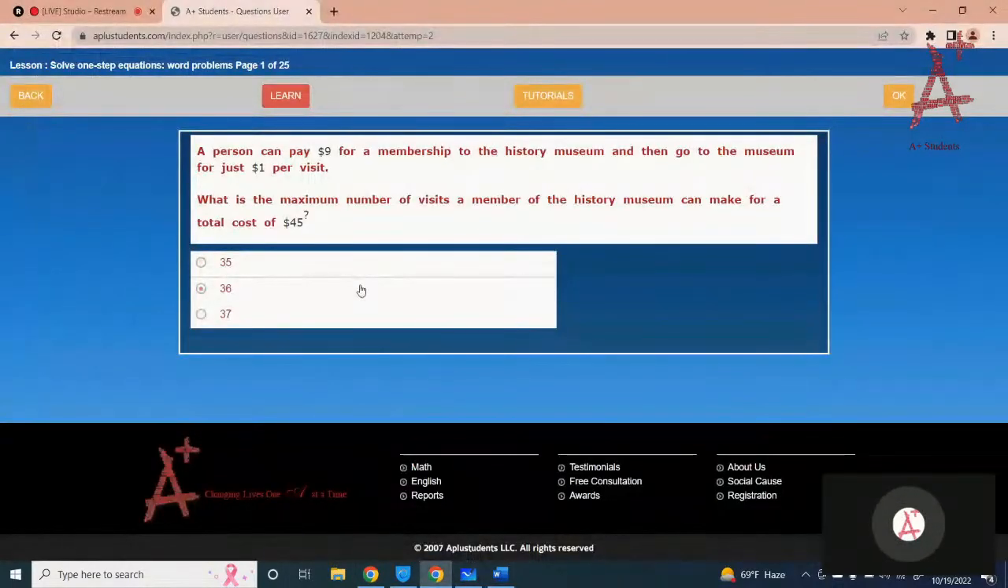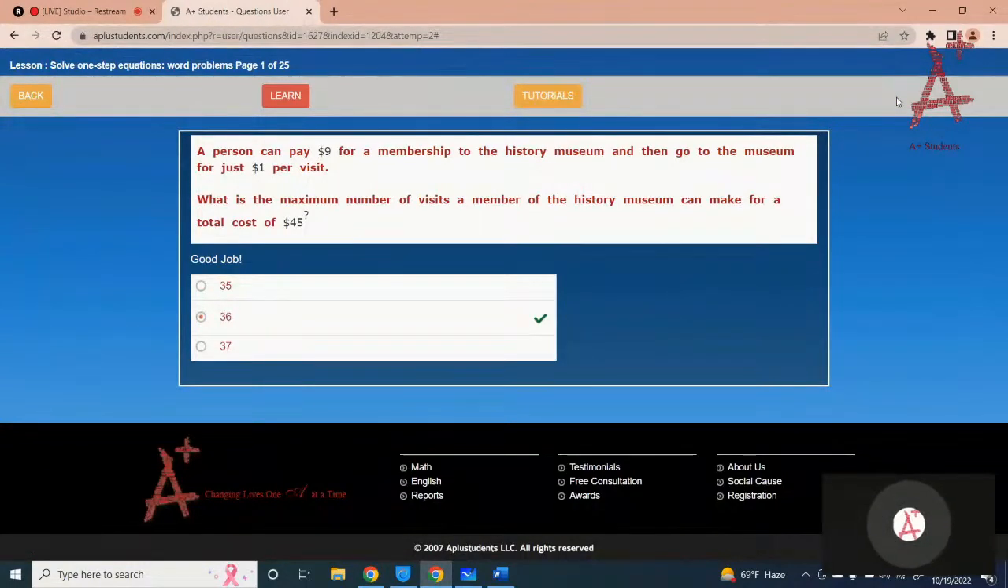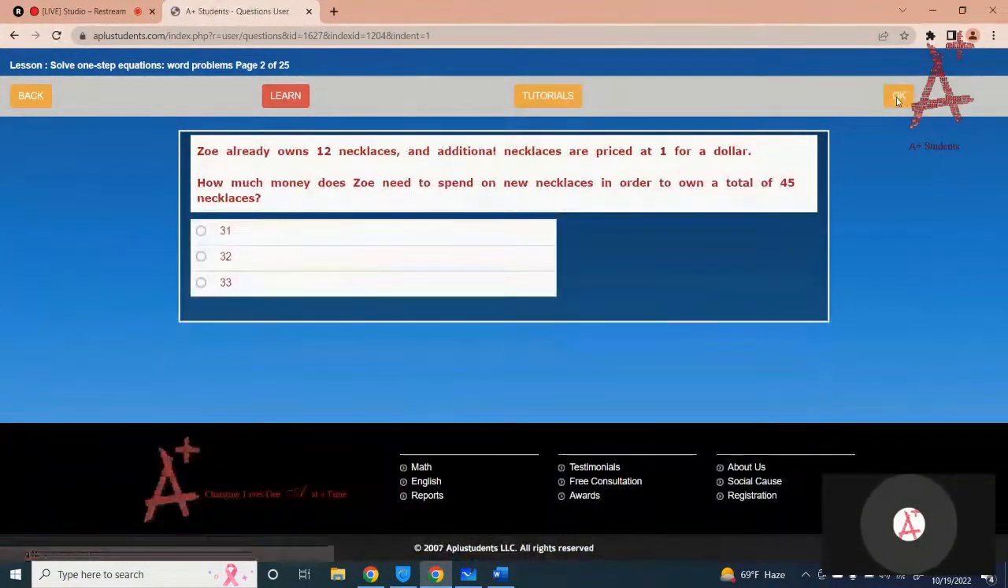So select the correct option and then click on the OK button. Basically, you have to understand the word problems, write the equation, and then solve the equation. Got it? Okay, Zoe already owns 12 necklaces and additional necklaces are priced at $1 each. How much money does Zoe need to spend on new necklaces in order to own a total of 45 necklaces?